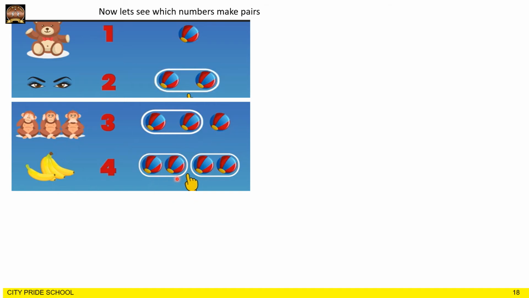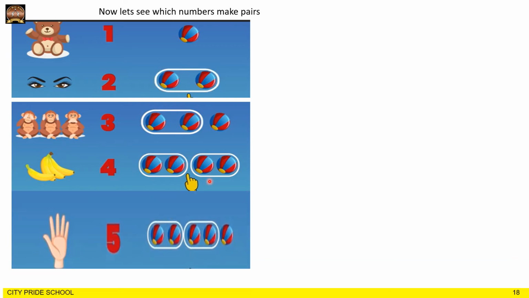In number 4, yes, we can make 2 pairs, right? These 2 balls and these 2 balls. So there are 2 pairs we can make. Then 5 balls. Okay, again we can make only 2 pairs of these balls and one ball is left out. So they are not all paired equally, right? So one ball is left.